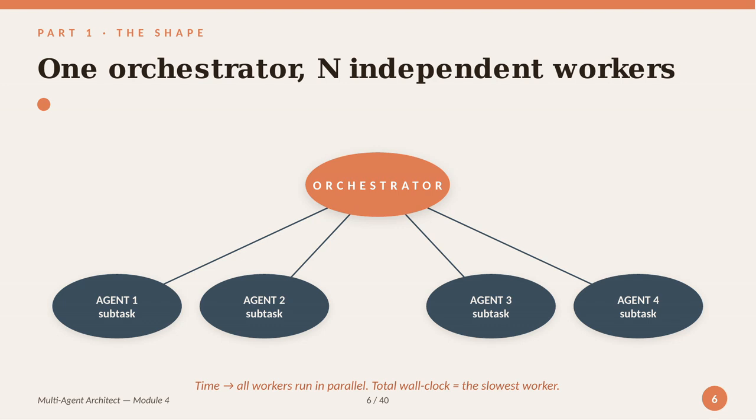So if each worker takes 30 seconds, parallel finishes in 30-something seconds, while sequential finishes in 2 minutes. The cost dimension matters too. 4 workers running in parallel cost the same in tokens as 4 running sequentially, but the user gets the answer 4 times faster. That's pure value, no trade-off, when the work is genuinely independent. The trick is recognizing when it actually is.